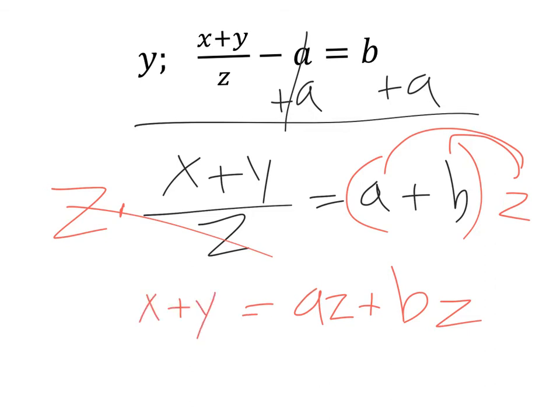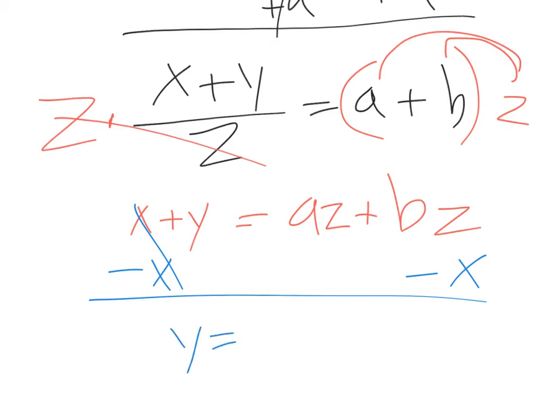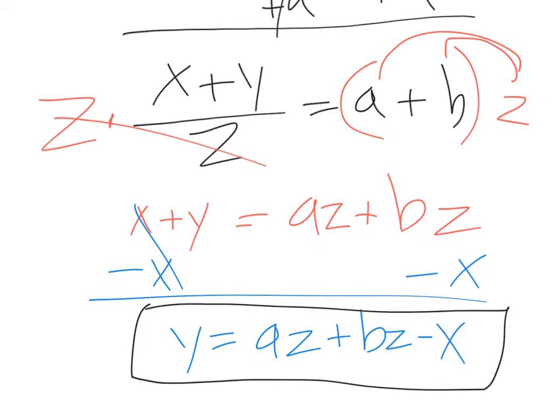Okay, and then this needs to equal y. Right now it equals x plus y, so it's a positive x. So why don't we just minus the x out to the other side? And again, the x is not a like term with az or bz, so it just gets written on the end. It just gets tacked on there. az plus bz minus x is equal to y. And that's the final answer.